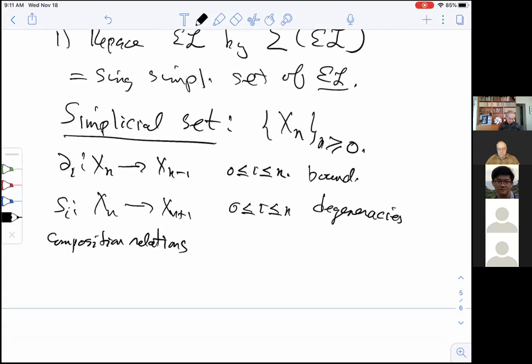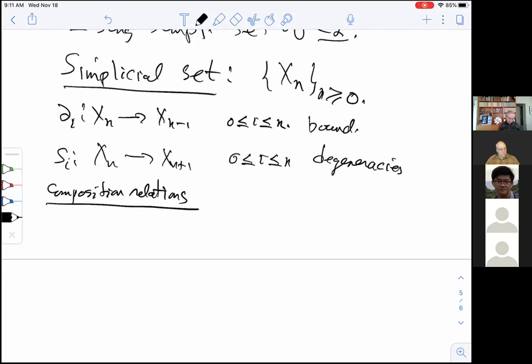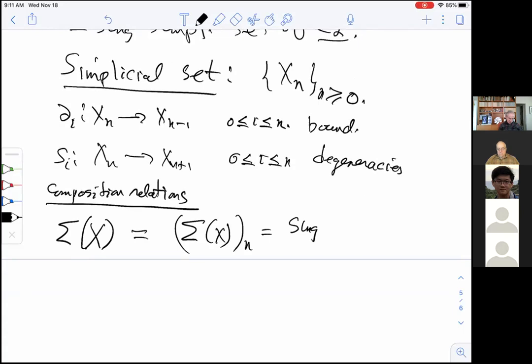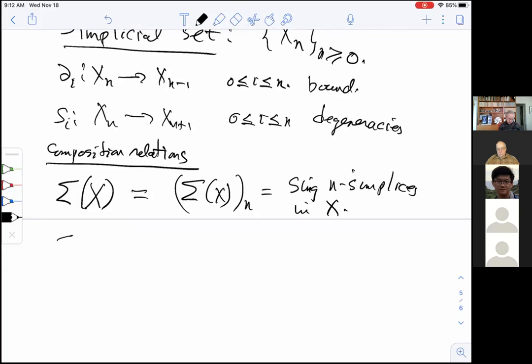But the way to think about them and the way to remember what they are is they come from the paradigmatic model, which is the singular simplicial set associated to X. So here, X is a topological space, and sigma X sub n is the singular n-simplices in X. So it's the set of all continuous maps from the n-simplex to X. Usually when you do singular homology, you take this as a basis for an abelian group. Here we're just taking the set.